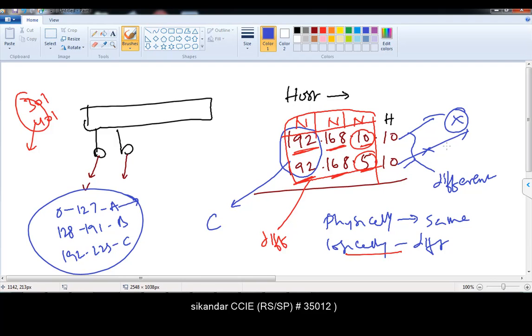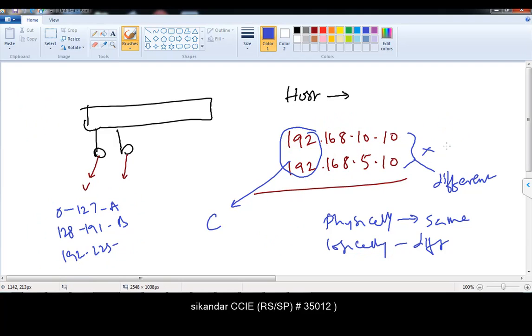But by default they cannot communicate. So this is the very important logic we need to keep in mind when we design any networks. Now we need to understand the requirement. As per the requirement, you need to decide whether they should be in the same network or in different networks. If they are to be in the same network, then you have to make sure the network portion has to be the same.